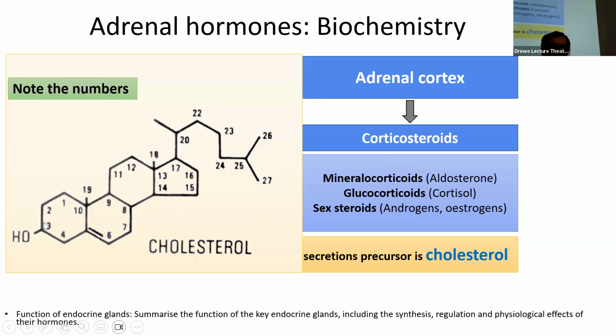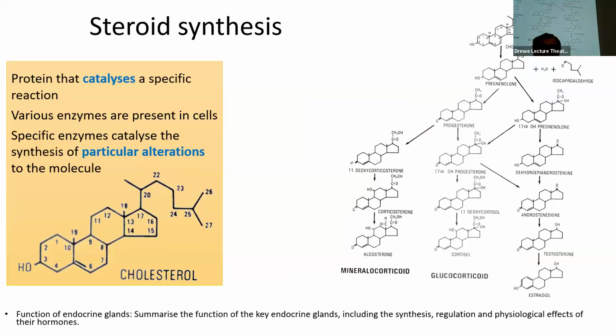And these numbers are quite crucial in terms of working out, because all the enzymes are named after these numbers. So these are the carbon numbers of this 27-carbon molecule, cholesterol. The key thing is that all of the steroids come from this, and a tiny modification in the structure causes an enormous difference in its function. That's really important to recognize.